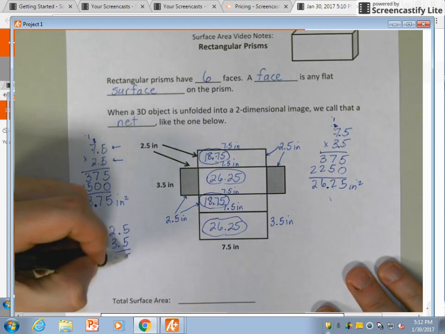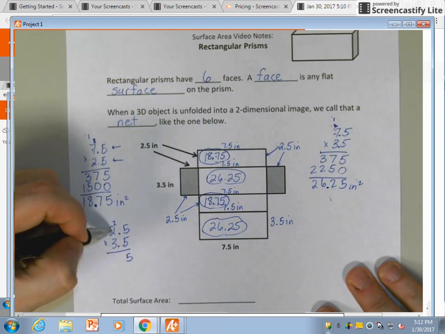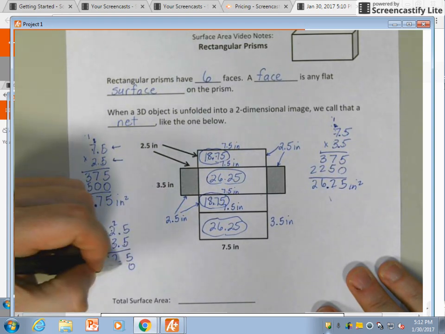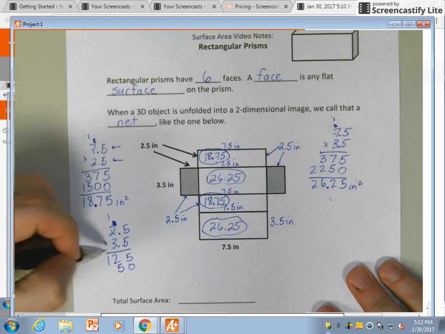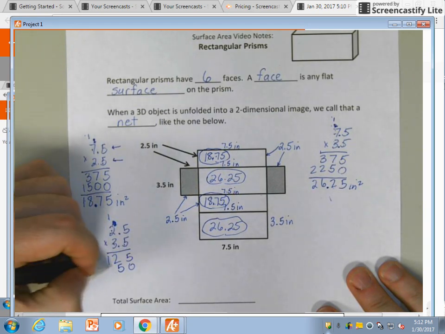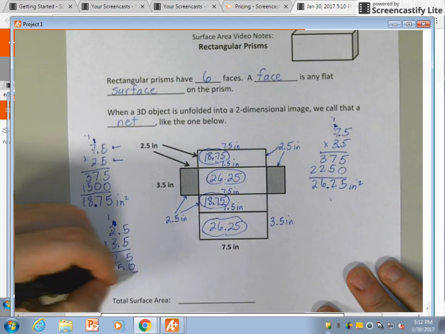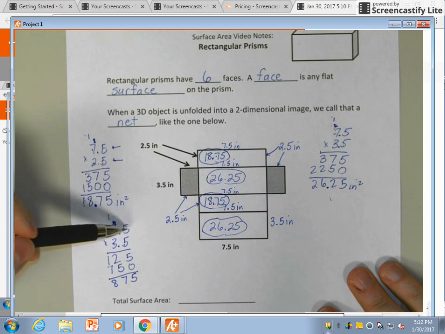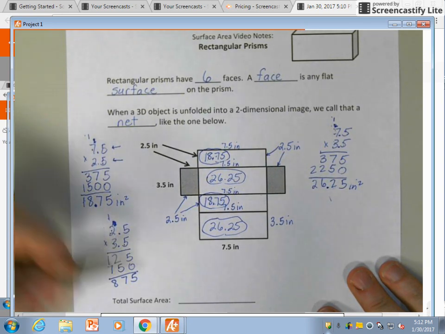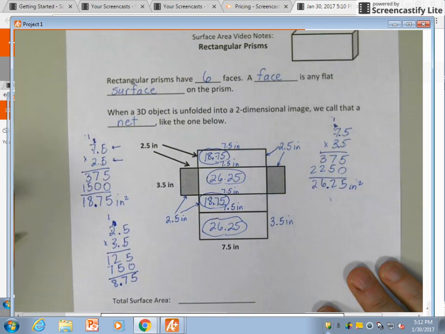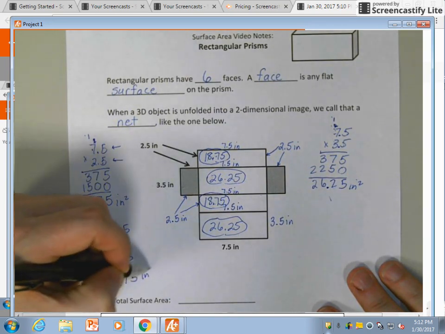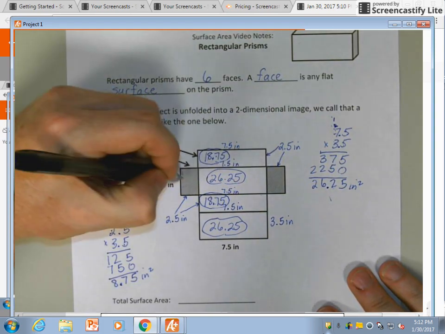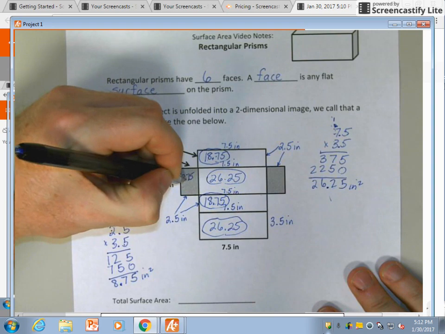5 times 5. 5 times 2 is 10, plus 2 is 12, placeholder. 3 times 5 is 15. 3 times 2 is 6, plus 1 is 7, and we add. Once again, the question had two numbers to the right of the decimal places, and so we move over once, twice, and here is our answer. So that's also inches squared, which means that these two smaller outside rectangles are 8.75 each.